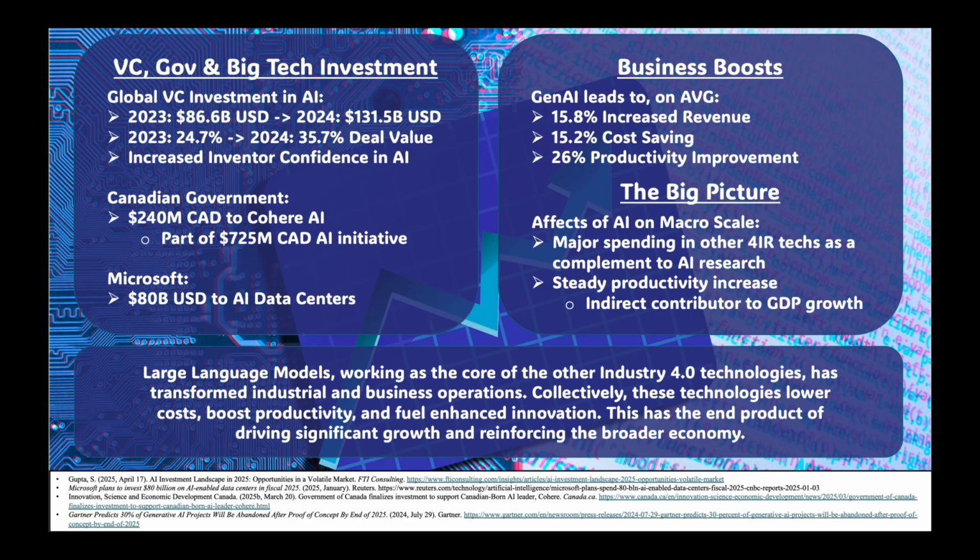In March of 2025, our own Canadian government put 240 million Canadian into Cohere Inc., a Canadian-founded AI company. This was part of its 725 million Canadian project to build domestic AI centers here in Canada. Finally, for big tech, Microsoft is a great example. In January, Microsoft sunk 80 billion USD to fund the building of its own AI-enabled data centers.